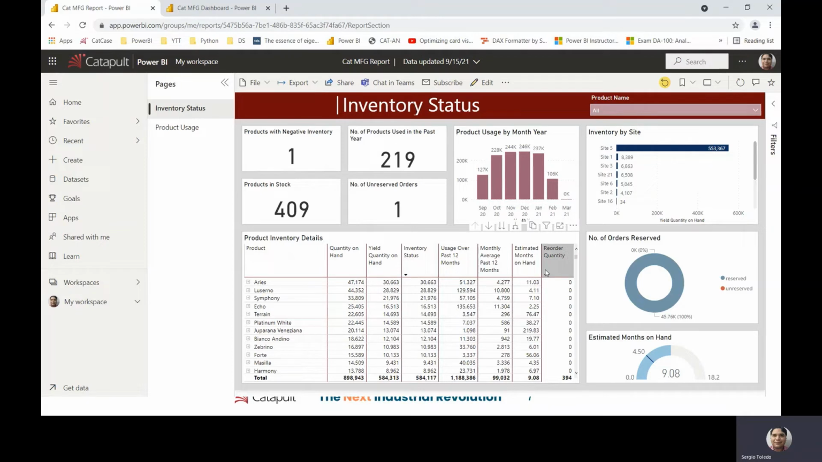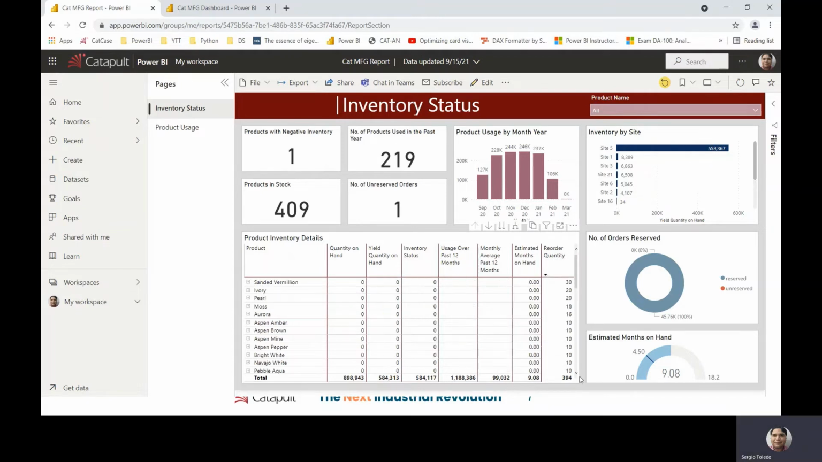And then we also have a reorder quantity. And if we go here, we have 394 square feet of total products being reordered. And if we go here, we see sandalwood, vermilion, ivory, pearl. These are all being reordered. But we also see that they haven't really been used in the past 12 months at all. So maybe some of these reorders didn't need to be placed if they haven't been used, or the business just wanted to prepare in case people start ordering this product again.